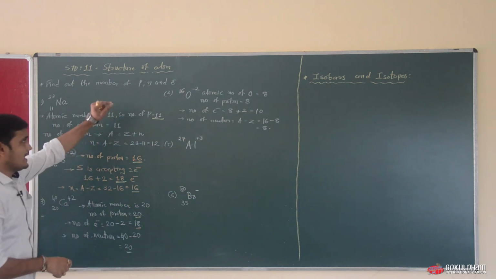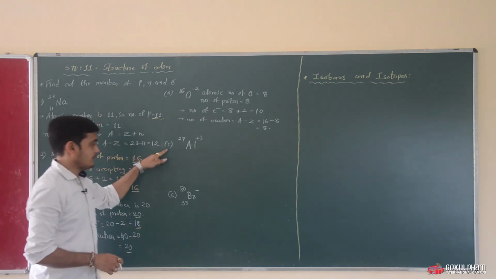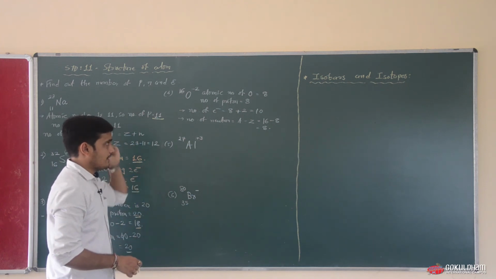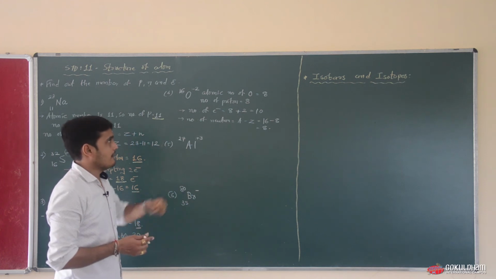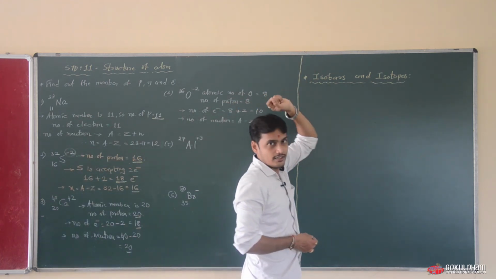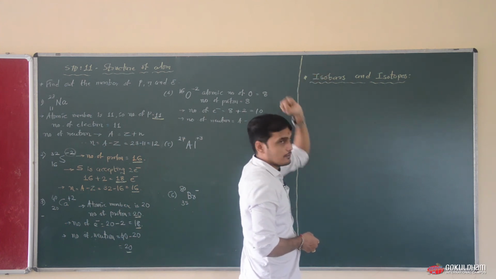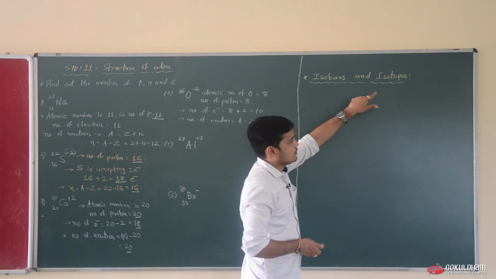These are the 4 examples which are very easily described over here. This 5th and 6th you have to try by your own experience. Now we are moving towards our next theory, which is also most important for 2 marks, isobar and isotopes.